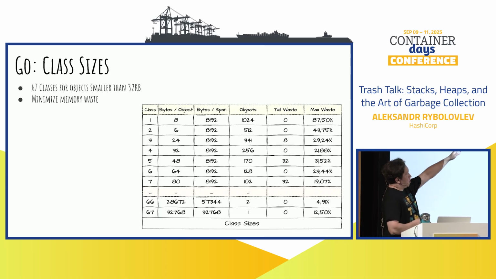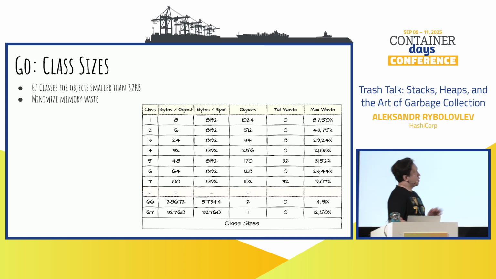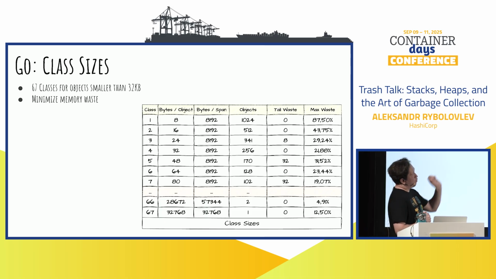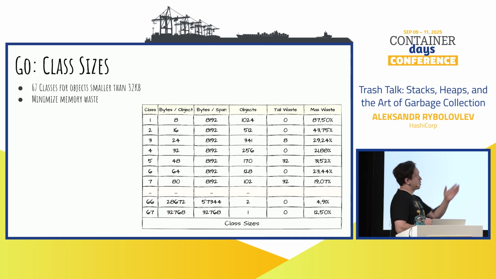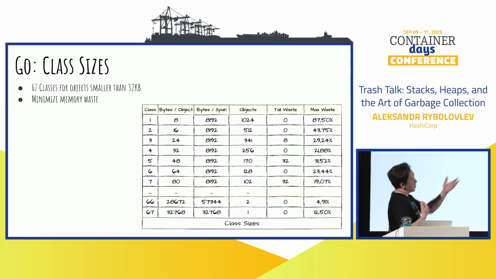So it's not a full table. I just brought a few classes here. For example, class 1 is suitable for all objects from 1 to 8 bytes, class 2 for all objects from 9 to 16 bytes, etc. For every class, Go will give a span of a specific size, like class 1, 8 kilobytes, and the number of objects that will fit into this span is just the span size divided by the object size, and that's how you get 1024.